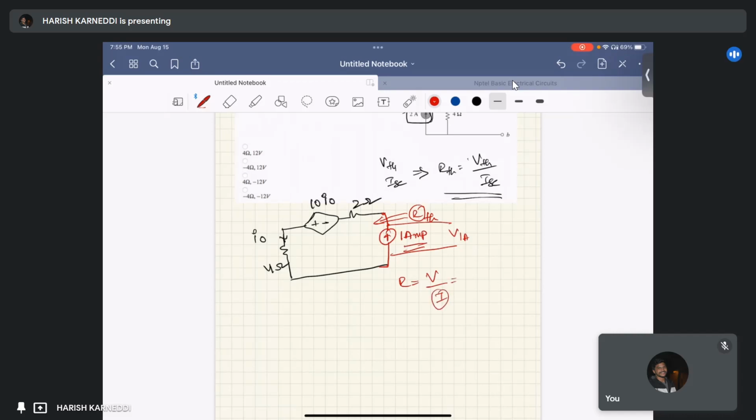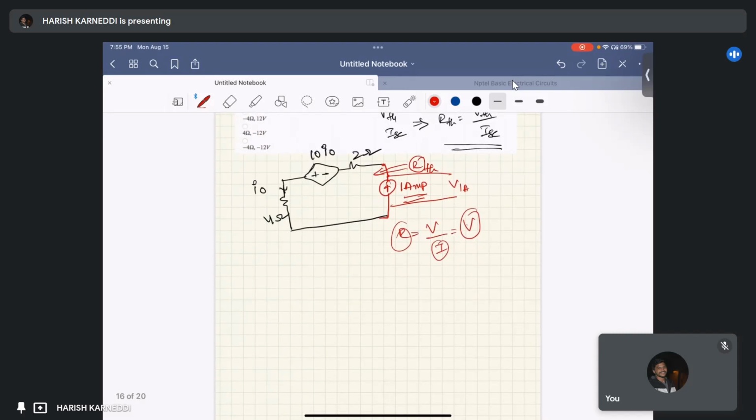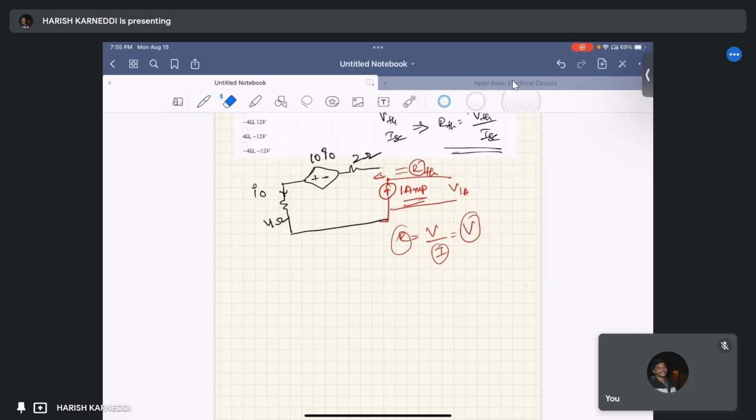Here my I equals 1 ampere. So if I find my voltage, it is directly the Thevenin's resistance, right? For that I'm just applying 1 ampere current. My 1 ampere current is in this direction, which is the same as this I naught. So I naught equals 1 ampere.